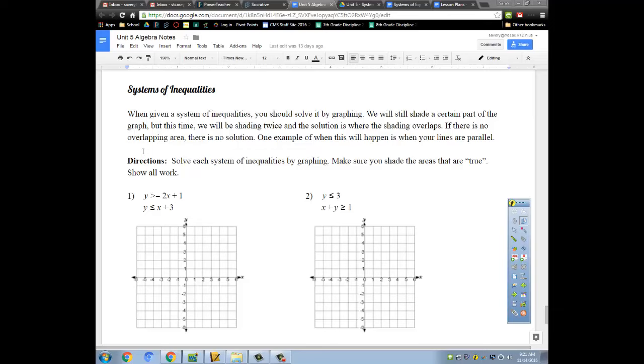Sometimes you will not have an overlapping area. So if there is no overlapping area, there is no solution. So we will see an example of that here in a moment.